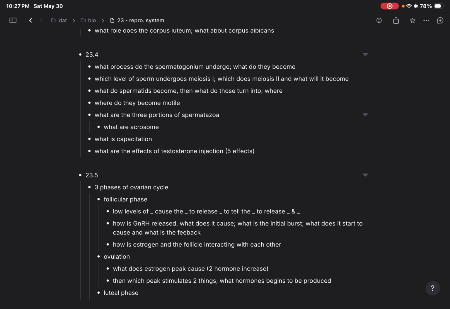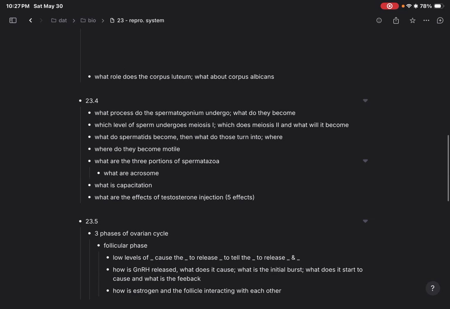So what process do spermatogonium undergo? What do they become? So they will undergo meiosis, I believe, and they become spermatocytes. Holy mother, bro. This is so cooked. It'll become a primary spermatocyte. Okay, so what is going on? Okay, so it makes sense now.